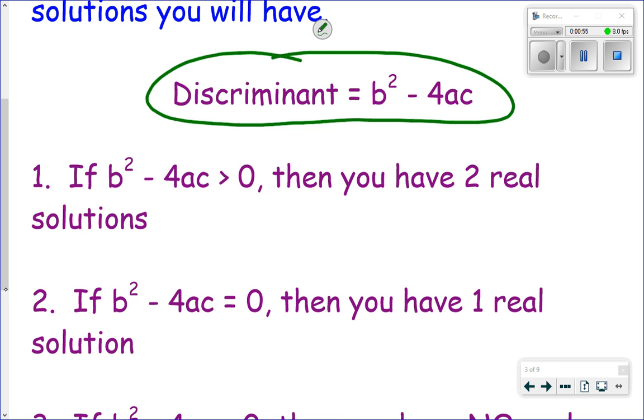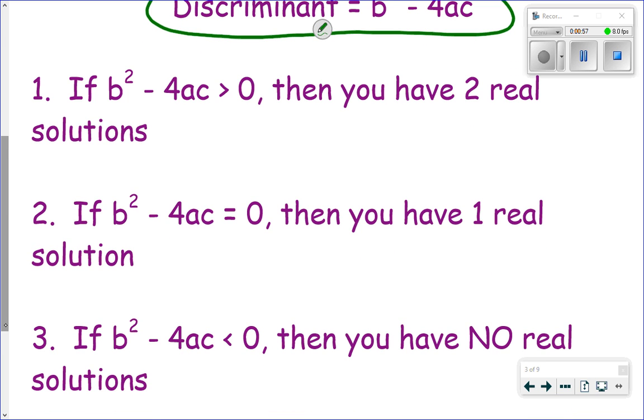Now these next three parts are very important as well, so those also need to be written down. Okay, if b squared minus 4ac is greater than 0, then you're going to have two real solutions. If b squared minus 4ac is equal to 0, then you will have one real solution. And if b squared minus 4ac is less than 0, so in other words a negative number, then you will have no real solutions.